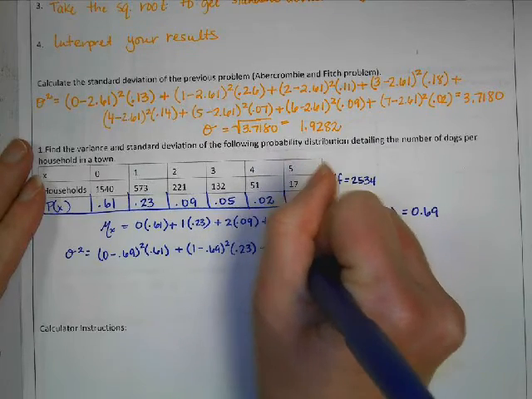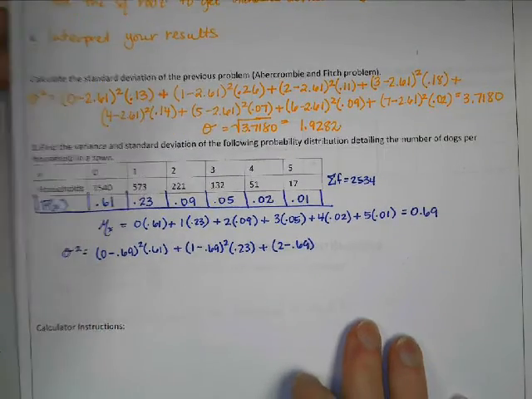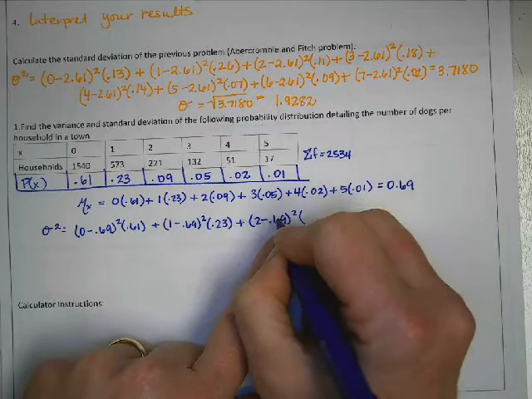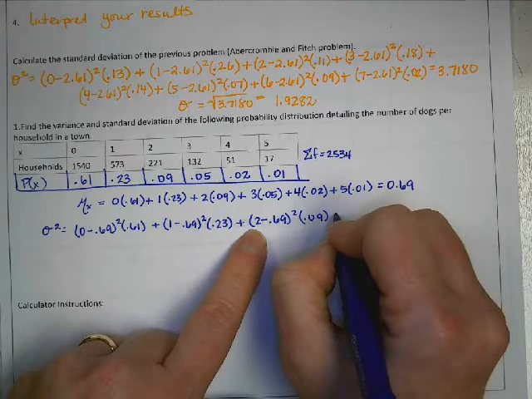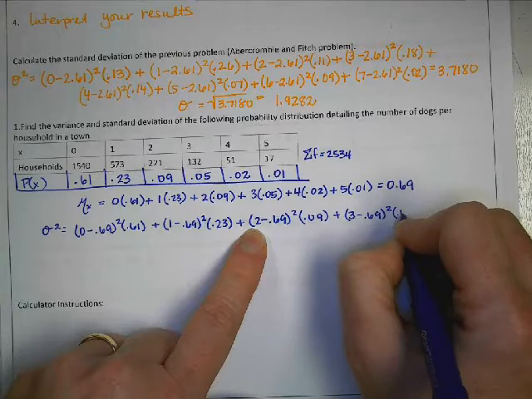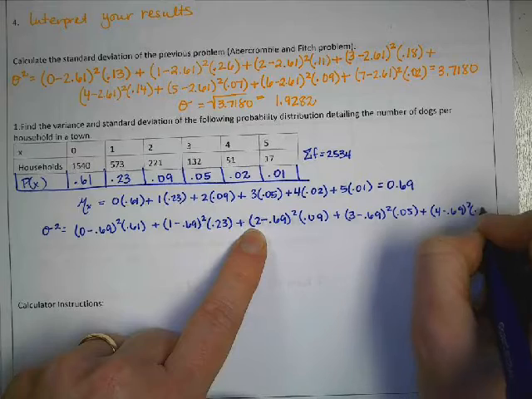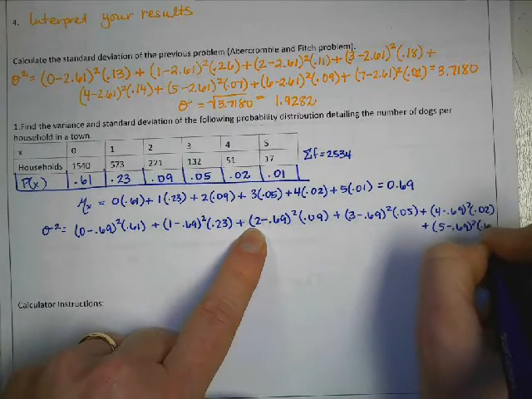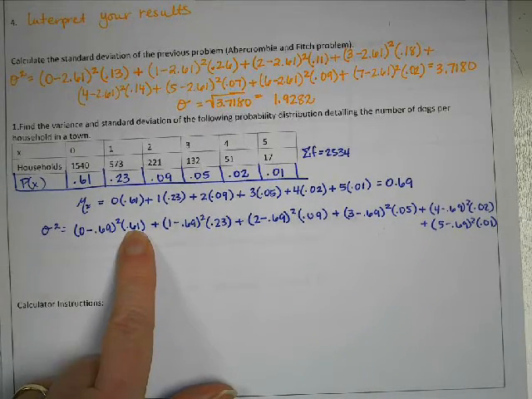Oh, maybe that 0.69, cool. Is that it? That's the mean. So now we have to do the x value minus the mean squared times the frequency. That big number? The probability is the frequency. Oh, okay.